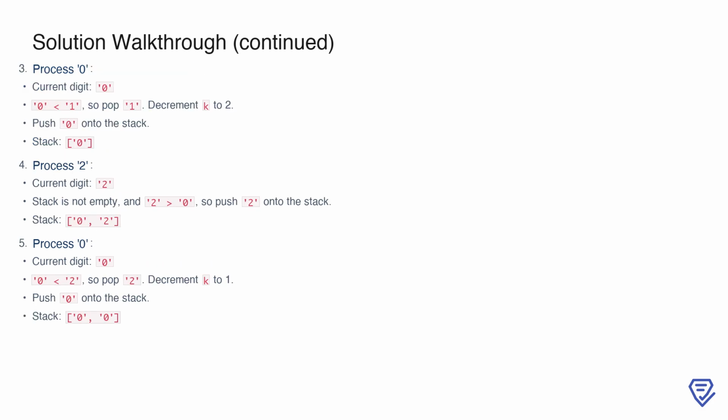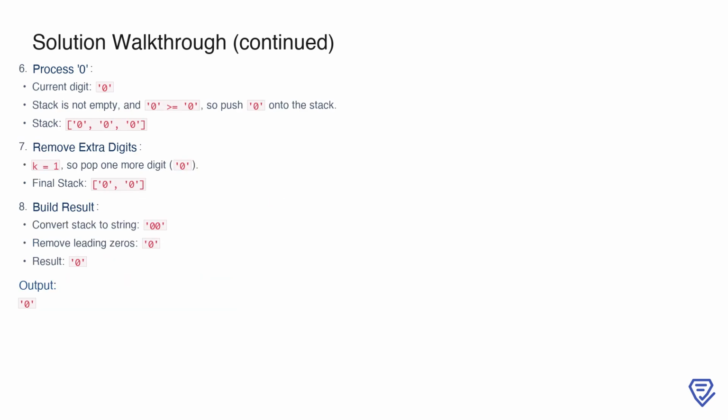For the next digit, 0, we observe that it is less than 1, the top of the stack. To minimize the number, we pop 1 from the stack and decrement k to 2. We then push 0 onto the stack, resulting in 0. The digit 2 is then processed. Since 2 is greater than 0, we push it onto the stack, which now becomes 0, 2. When we encounter the next 0, it is less than 2, so we pop 2 from the stack and reduce k to 1. Finally, we push 0 onto the stack, giving us 0, 0.